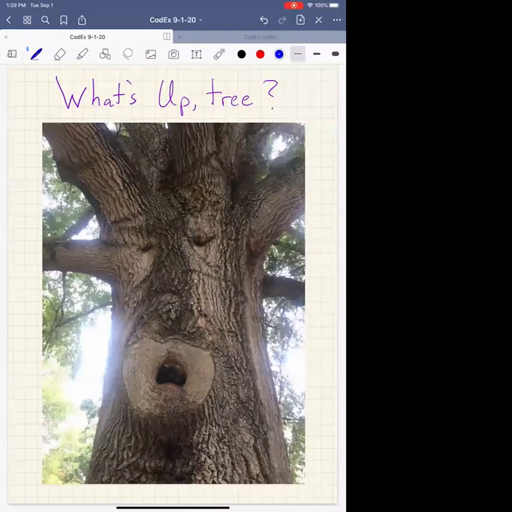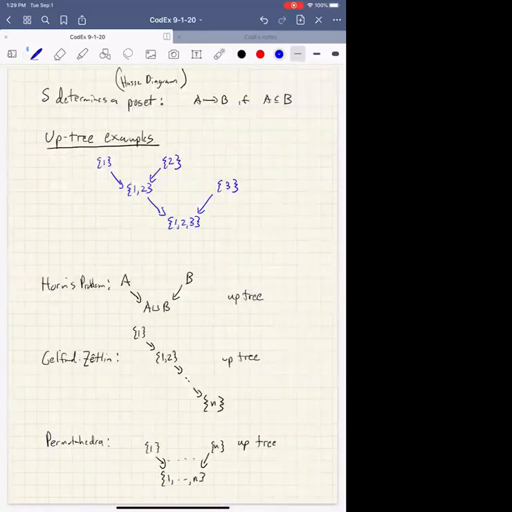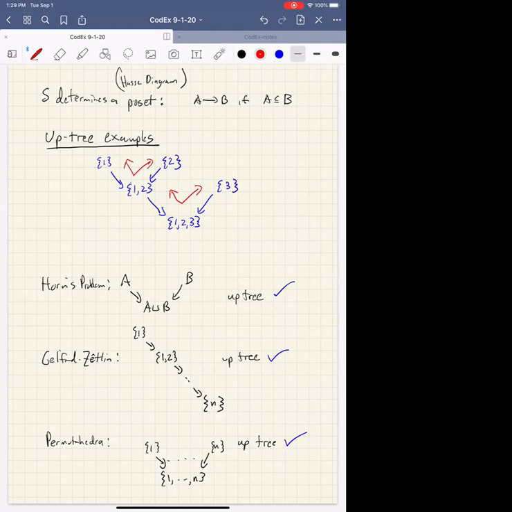So what's an up tree? S determines a poset of sets where we draw an arrow between two elements of S when one thing is included in another. All of the cases we've looked at are up trees. In general, the idea is you make this poset and you insist that it look like a tree. And moreover, you insist that all of the branches in the tree go up and not down. So you have disjoint collections of sets fitted into each other.